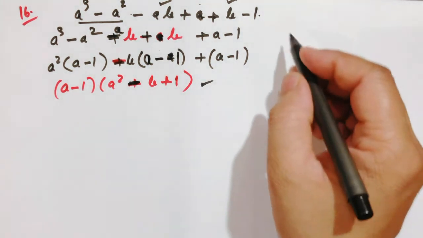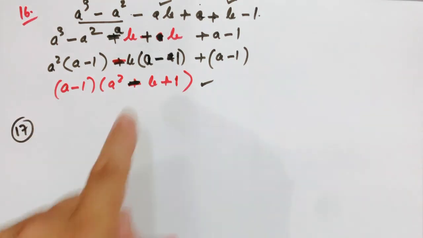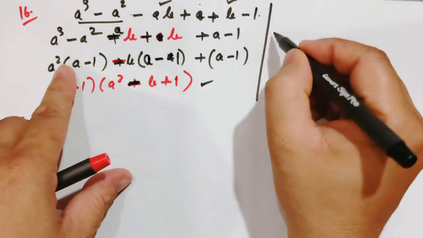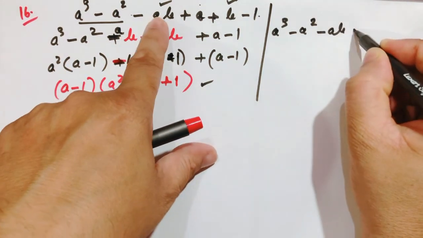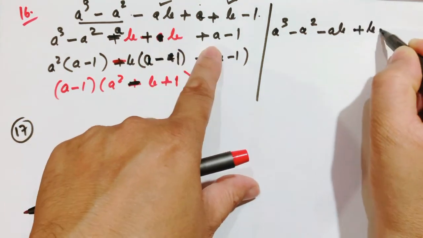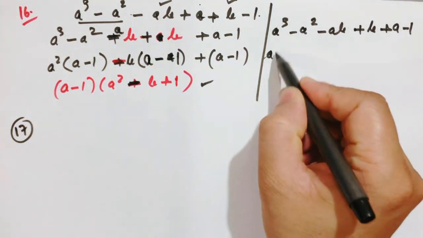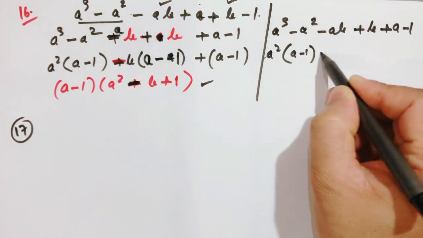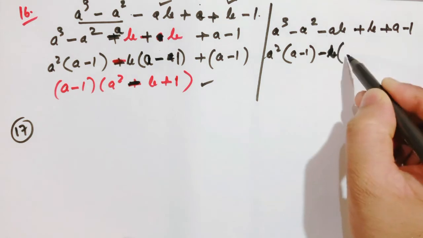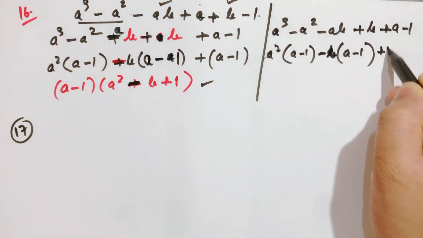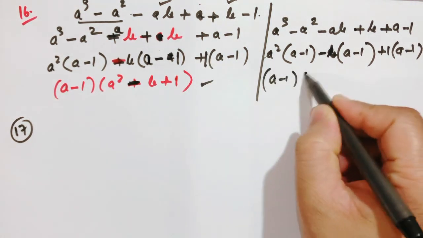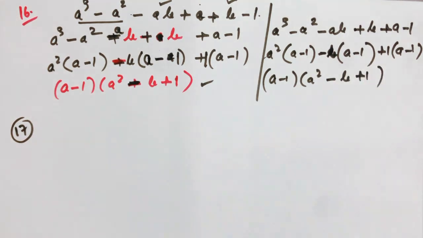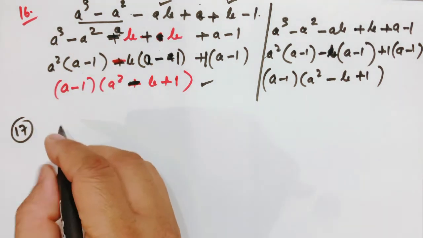Okay. However, number 17, I hope you people have understood this. If there is any difficulty, look here: a cube minus a square, minus ab, this one minus ab plus b and plus a minus 1. Here look, a square times a minus 1 and minus a minus b, so a minus 1 and plus 1 times a minus 1. So when a minus 1 is taken, we get a square minus b plus 1. Here you might have got confused, that is why I did it again.